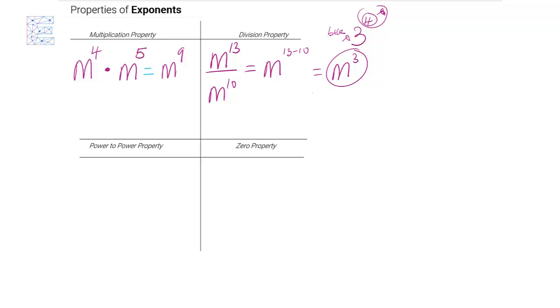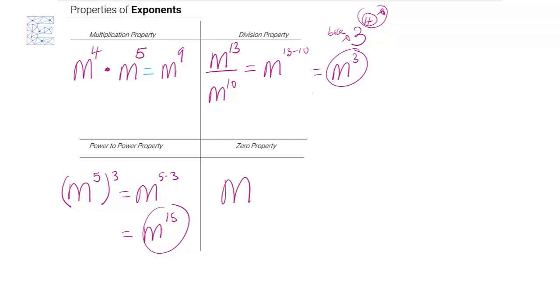The next property is the power to power, whereby if you have m to the power of 5 raised to the 3rd power, a power raised to a power, you simply keep the base, and this time you would be multiplying the exponents. So this would be 5 times 3, which makes m to the 15th the answer to that. Last but not least is the zero property, which is probably one of the easiest things you'll learn. Anything raised to the power of 0 will always equal 1. Now there are reasons why that happens, which we will not be covering in this video, but maybe we'll talk about that later in upcoming videos.